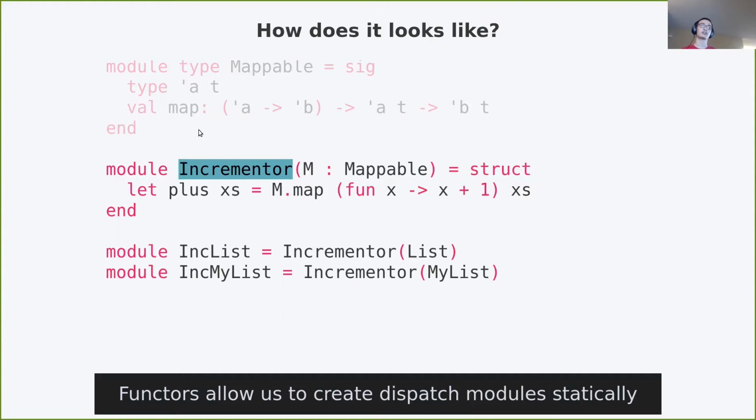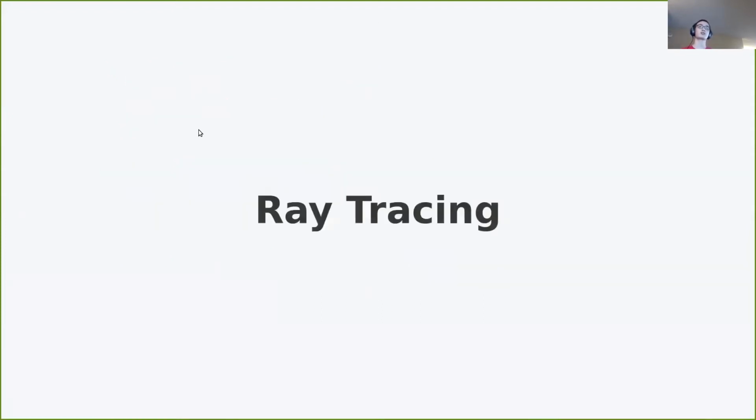Similarly, in C++, the normal C++ doesn't understand templates. The template understands normal C++. We will see this can be changed later when we introduce first-class modules in OCaml. But first, let's talk a little bit about ray tracing.